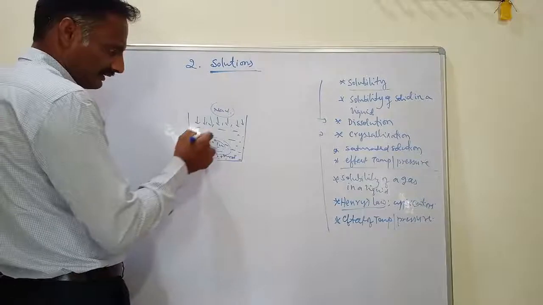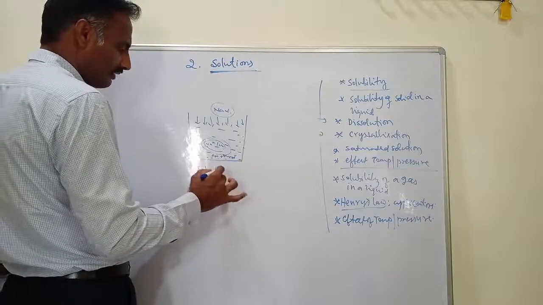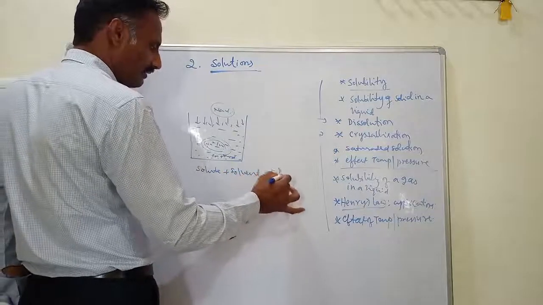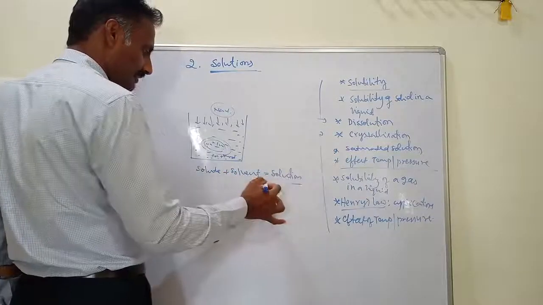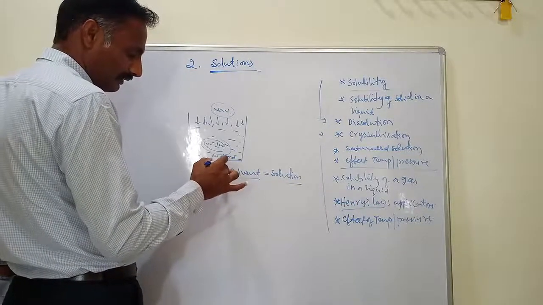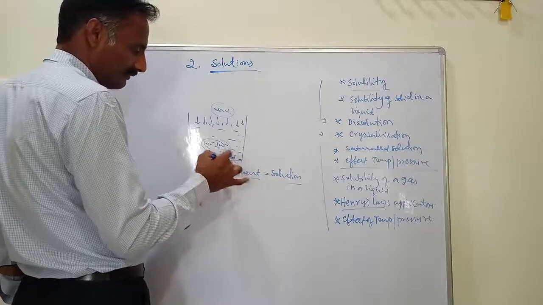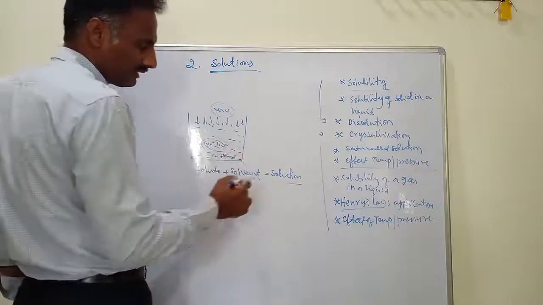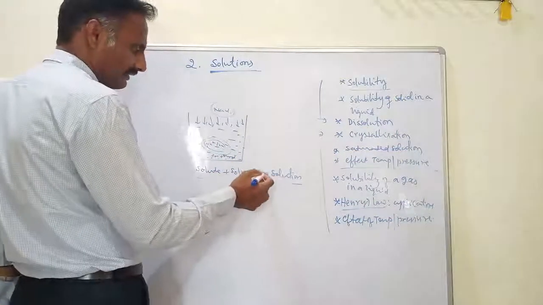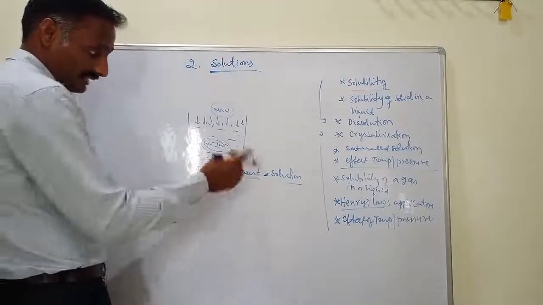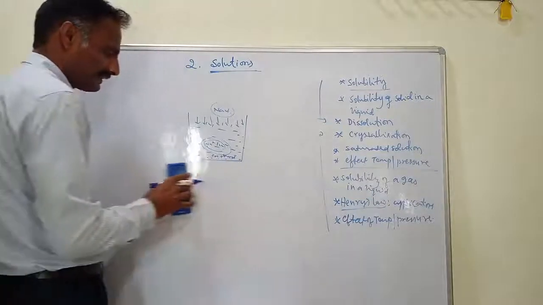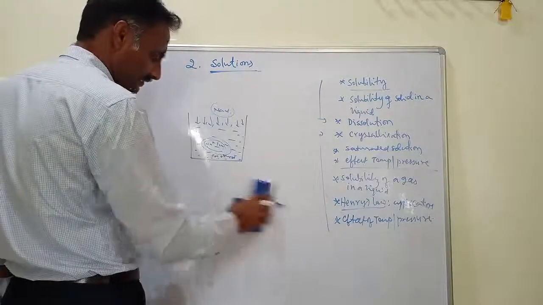In the case of a saturated solution, solute plus solvent gives a solution, and there is equilibrium between the rate of dissolution of solute and the rate of crystallization of particles in the solution. This is called the equilibrium state. At the equilibrium state, the rate of dissolution is equal to the rate of crystallization.